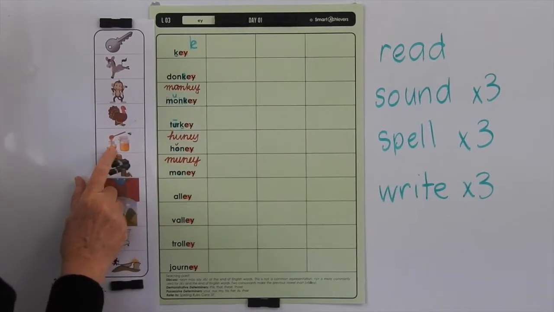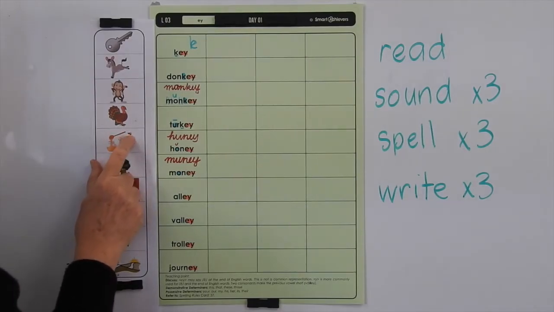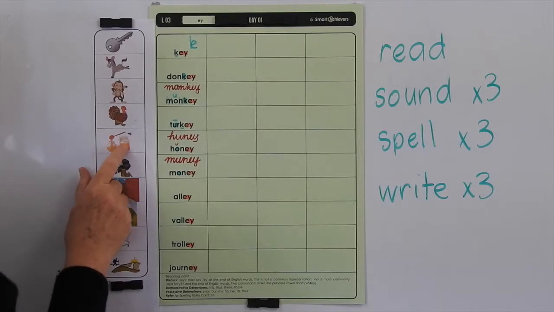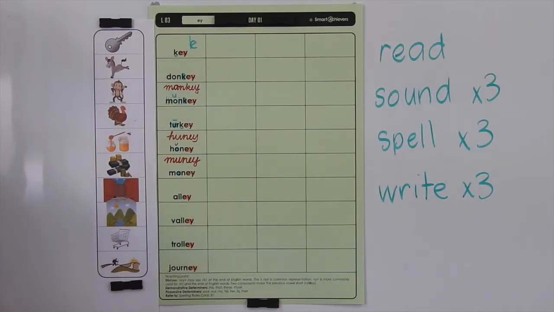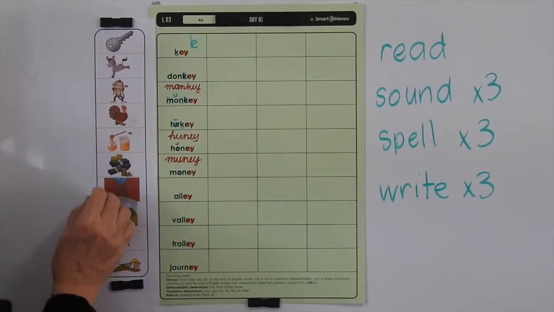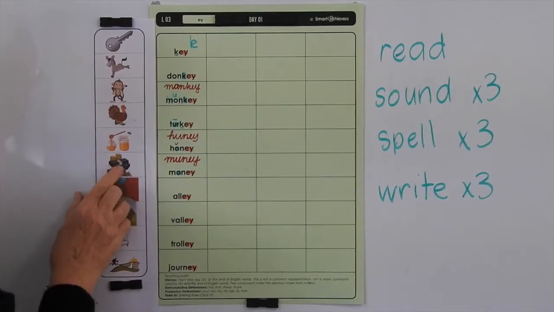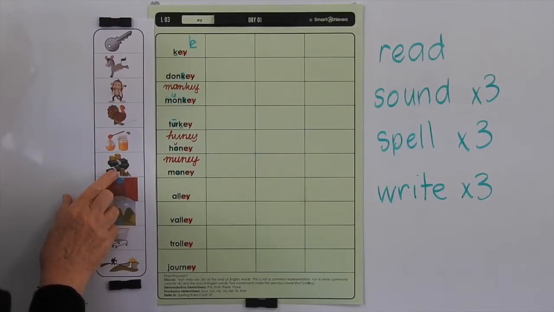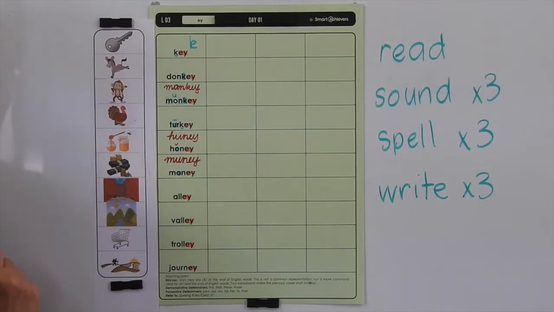Honey is a nice sweet liquid that bees make when they gather the pollen from the flowers and take it back to their hive. They turn it into honey, and they have to work very hard to make a whole jar of honey for us. Money is the currency that we use to buy and sell things with. So we use dollars and cents. Other countries might use different forms of money.